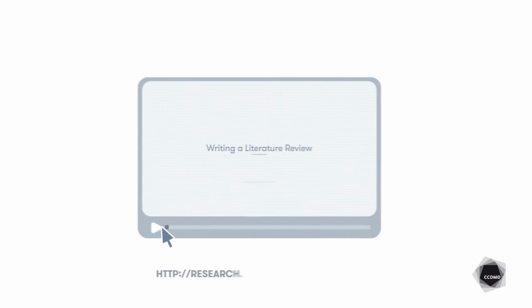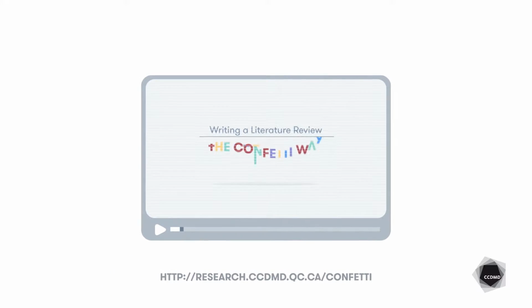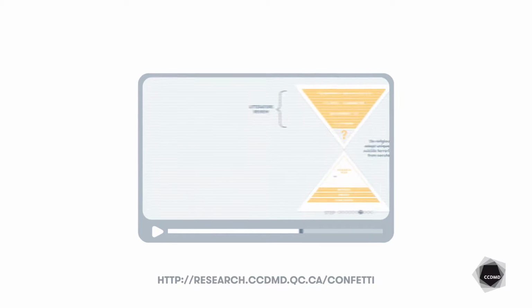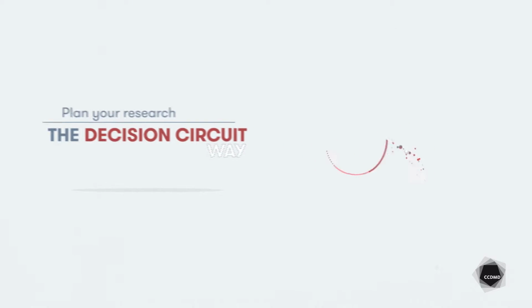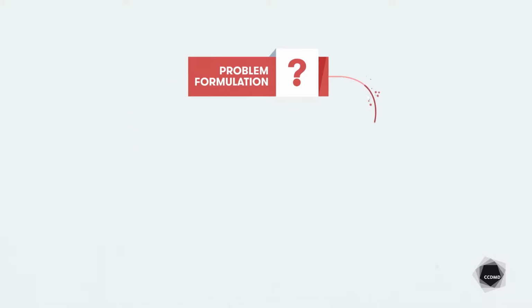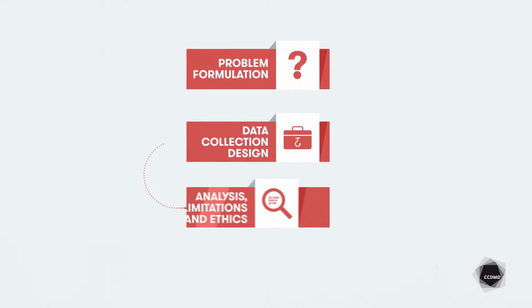If you watched our video on writing a literature review the confetti way, then you know how to elaborate a viable research question. Now it's time to move from this question to planning an actual study. This video will show you how to plan your research with a decision circuit, which guides you through 3 stages of activity for answering your question.